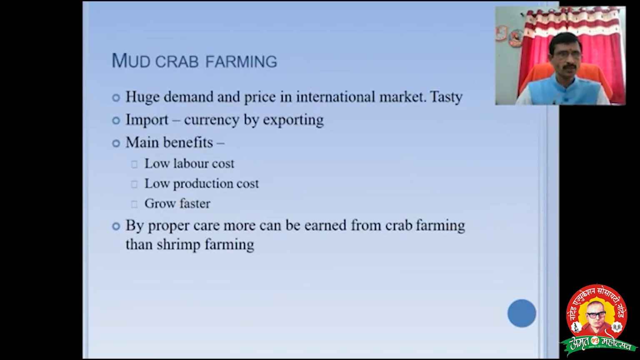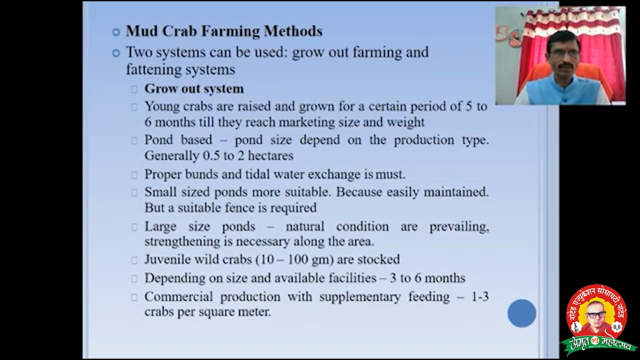Then next, mud crab farming. Main benefits of mud crab: low labor cost, no need for much labor, low production cost, and it grows faster. Then the mud crab farming methods. Two types of farming method. Number one, grow out system. Young crab can be raised and grown for a certain period, 5 to 6 months, to reach up to the marketable size.